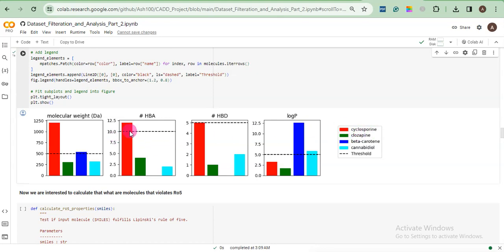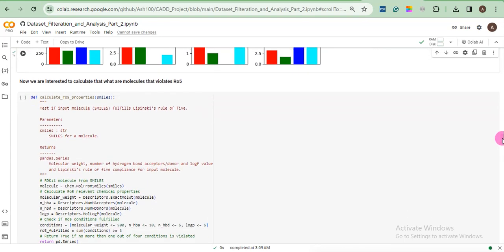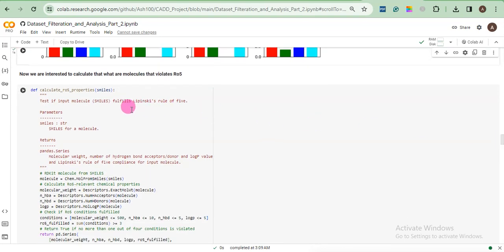So if you see cyclosporine, it deviates in the hydrogen bond acceptor, and it gives almost 11 or maybe 12. Also it deviates in the molecular weight area, but it's good in the hydrogen bond donor and in the log P. So this way you can read this figure. Now we are interested in calculating which molecules violate the rule of 5.